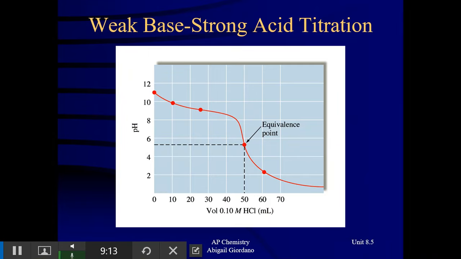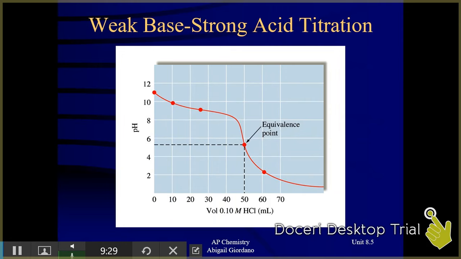If we were going the other way, we have a set amount of weak base, that's our analyte, and our titrant is the strong acid. We're adding progressively more and more strong acid. So at the beginning of this titration right here, we have weak base only. We did a Womack's problem. We used equilibrium to find the pH.